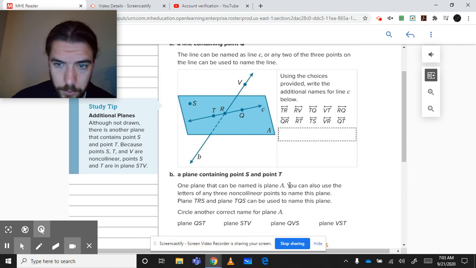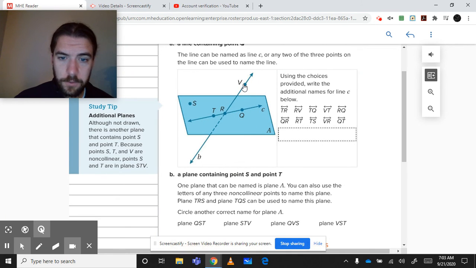So you could also use the letters of any 3 non-collinear points to name this plane. Plane TRS and plane TQS can be used to name this plane. So they're saying TRS, TQS, as long as they're not 3 dots that are in the same line. Okay, circle another correct name for plane A. So take a look at these and think about which one of these sets of 3 points are non-collinear, existing in one plane, this plane A.